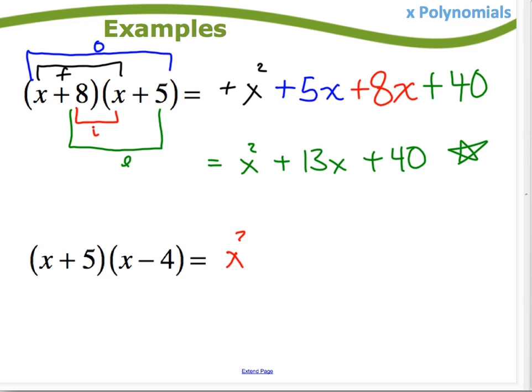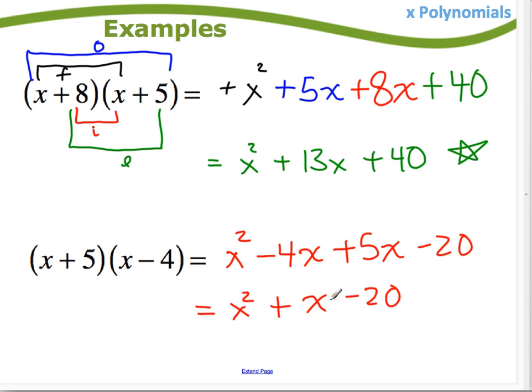X times x, x squared. x times a negative 4 is going to be a negative 4x. 5 times x would be plus 5x. And then 5 times a negative 4, negative 20. Notice I didn't do the color thing in here. Once you've done it a few times, you sort of get onto the pattern. So first ones, then the outside ones, then the inside ones, and then finally the last ones. Once I have this, then I'll want to simplify. Down 4, up 5, so I'm going to be up 1x, and that's all the like terms that there are.